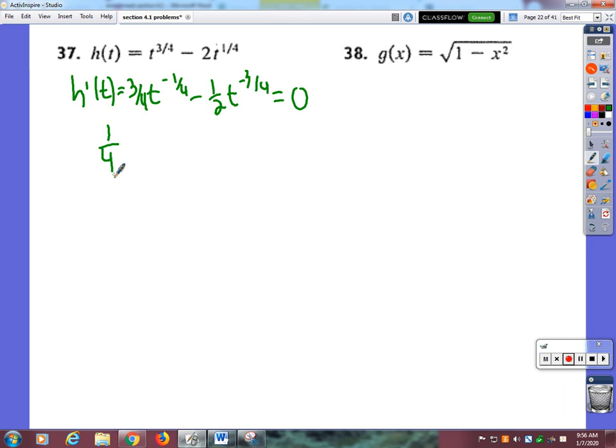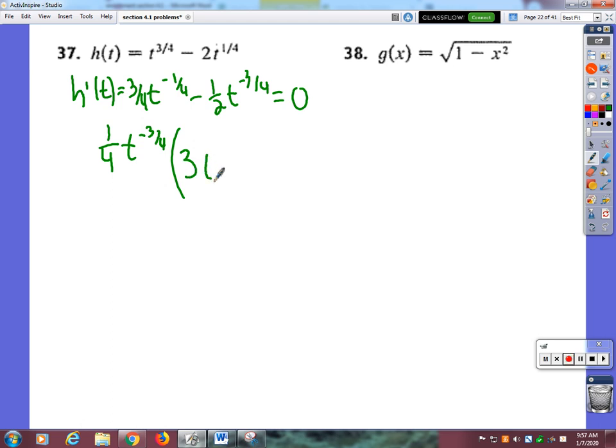What's the exponent which is lower, negative 1/4 or negative 3/4? Negative 3/4. So I'm going to factor out 1/4 t to the negative 3/4. So that would leave me with a 3.